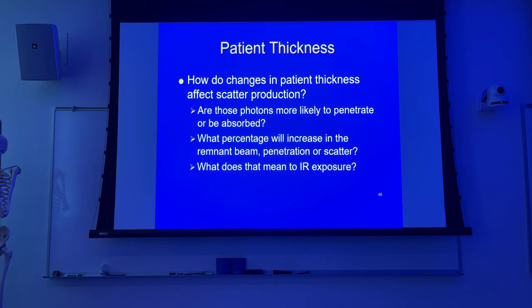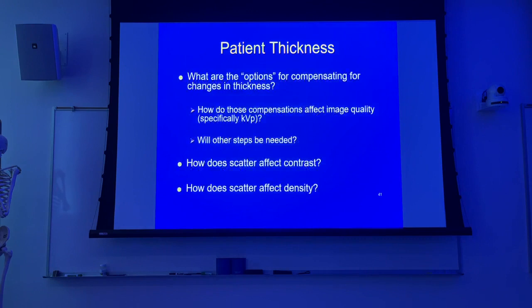So any change in tissue type, tissue area, tissue thickness is going to increase our scatter radiation. So the likelihood of the scattered photons penetrating the patient depends on the thickness. As thickness increases, a higher percentage of those are going to eventually become photoelectric inside of the patient. And scatter producing versus non-scatter producing tissue.